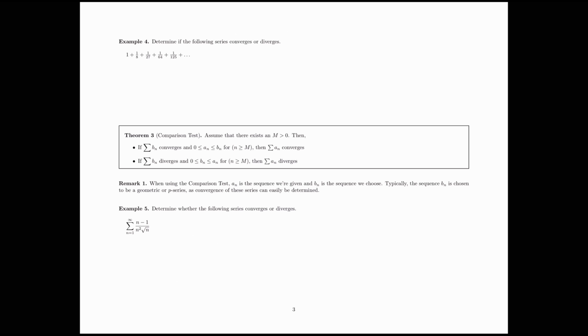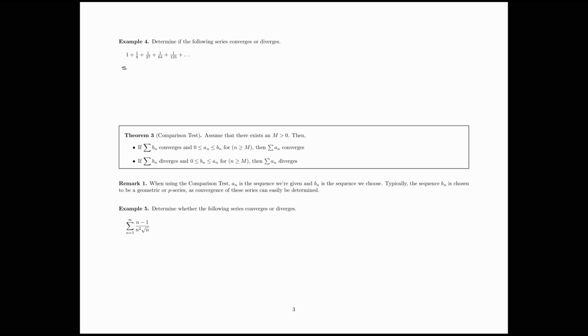Take a look at example 4. Determine if the following series converges or diverges. So here we're not given an actual compact formula written in summation notation for this series. We're just presented the series written out with the terms written out individually. So what we want to do here is examine what's going on. We've got 8, 27, 64, 125. All of these numbers are cubes.